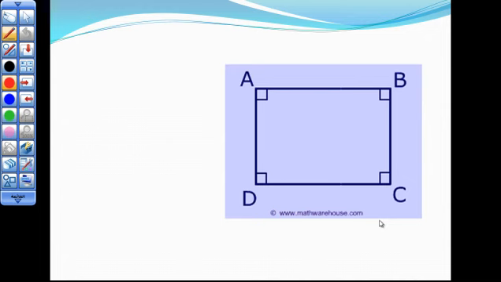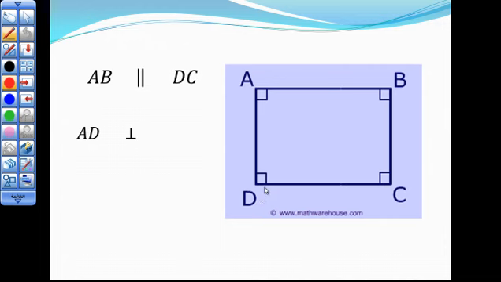A, B, C, D. It looks like what? A rectangle. Yes, exactly, a rectangle. AB parallel to DC. Look, AB parallel to DC. Yes, I'm right. Could you tell me AD is perpendicular to what? AD perpendicular on what? If you tell me DC, you are right.